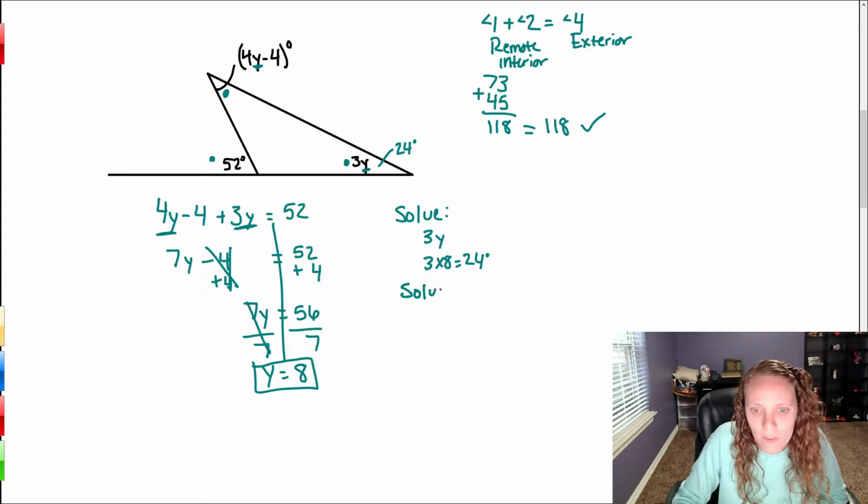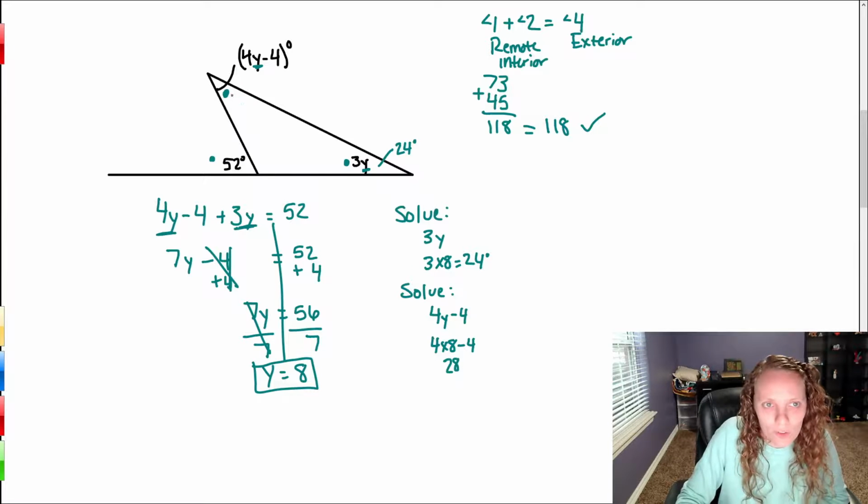Let's solve the other one. So we have 4y minus 4. Well, we would do 4 times y, which is 8, minus 4. 4 times 8, 32, minus 4 is 28. So this angle here is equal to 28 degrees.